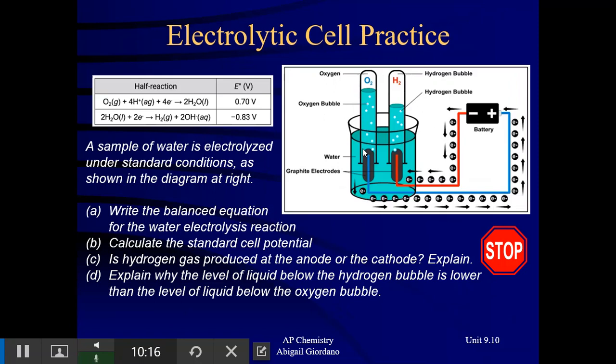Okay. So I'm going to have you pause your video and try this one on your own. Okay, but let me just kind of introduce it to you. All right, it tells us that water is being electrolyzed. Electrolyzed means electrolysis. Okay, and they've got a diagram at the right. I've given you a little table that has the two half reactions that are involved. And you are to come up with the balanced equation, the standard cell potential, and then letters C and D ask you some questions about this electrolytic cell.